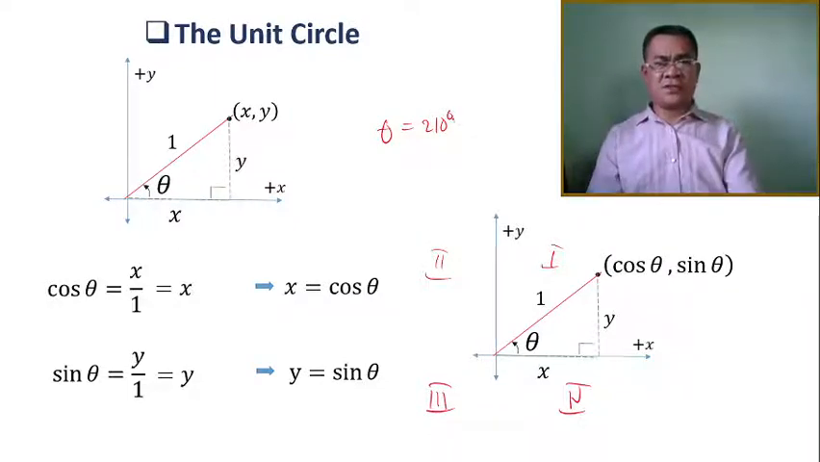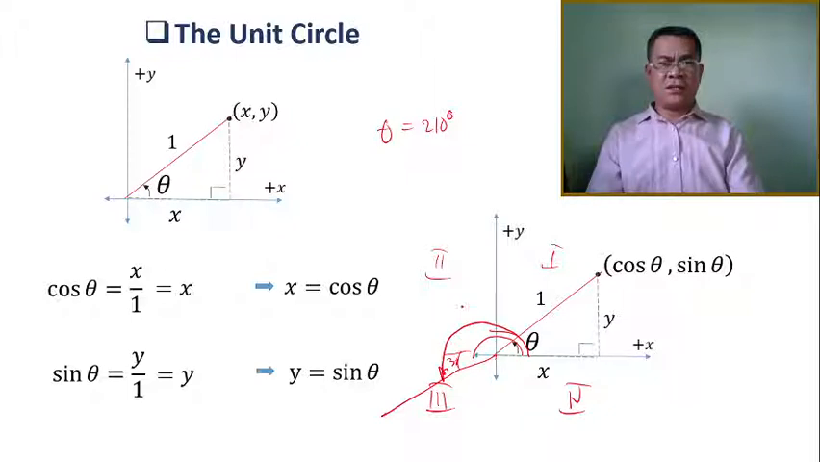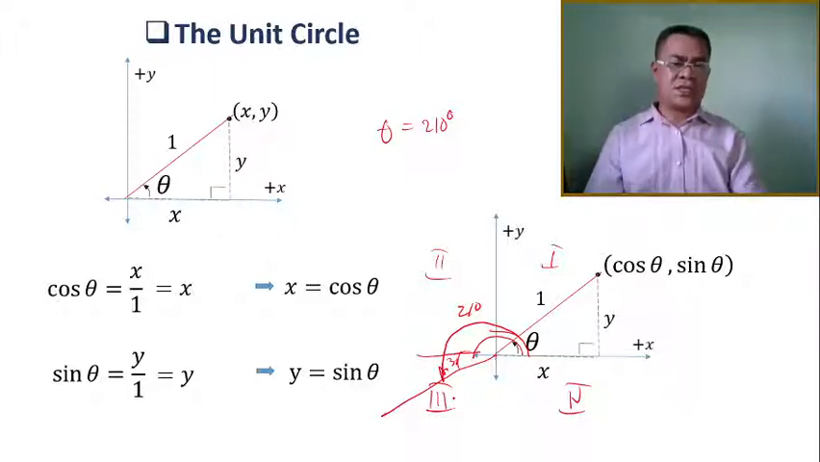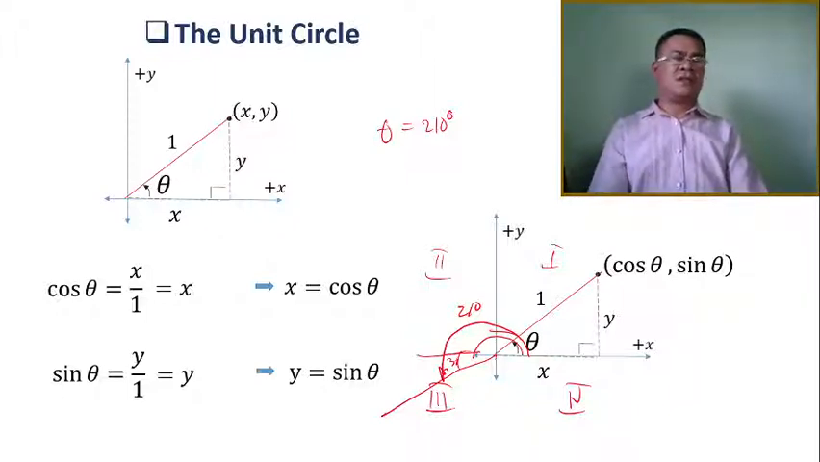So 210 degrees is located in the third quadrant, because in the third quadrant the angles are between 180 and 270. Take note, this straight angle is 180 degrees, so you have to add 30. If this is 30, the total angle, or the standard angle, is 210. So it has a reference angle. By the way, a reference angle is an acute angle measured from either the positive or negative x-axis.